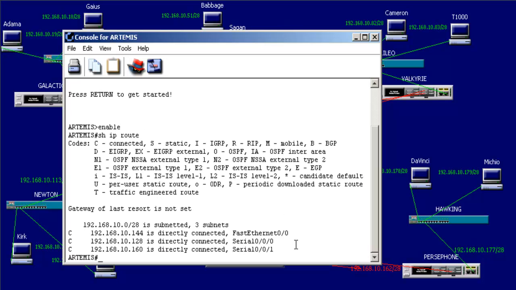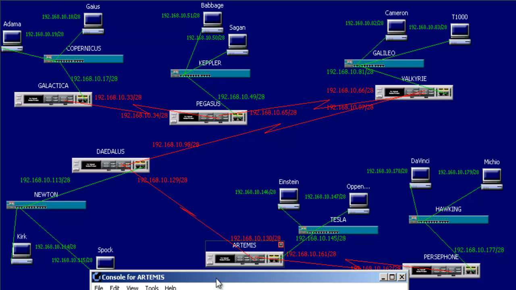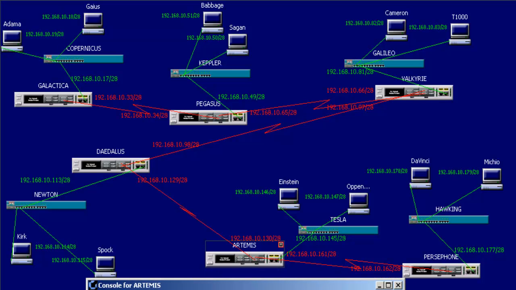Okay, we have three adjacencies or direct connections, and again, this is what the Artemis knows about. Let me drag this down here. So HyperTerminal's down there, and again, you can see that. What does it know about? Well, it knows about the 160 network, the 128 network, and what else? The 144 network. So we don't have to teach it anything there. But we do have to teach it how to find everything else.